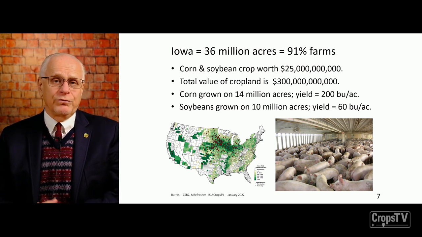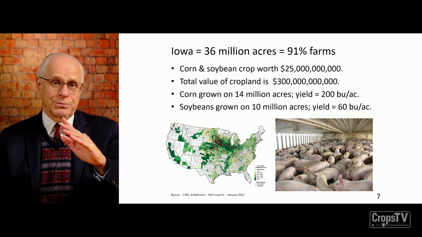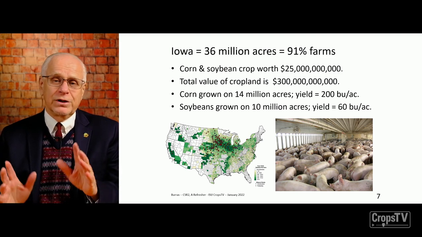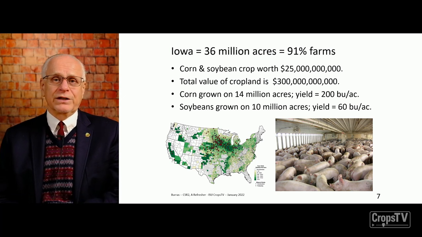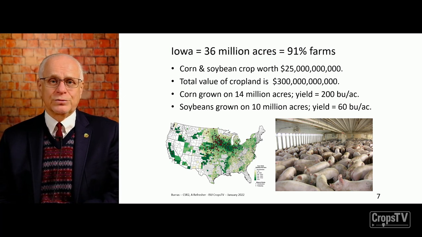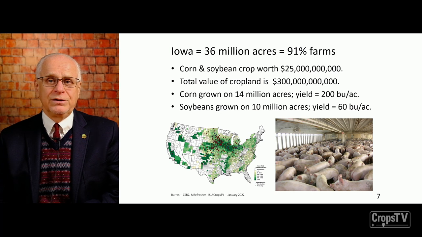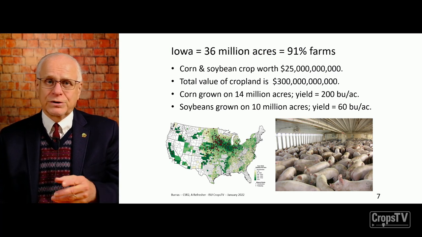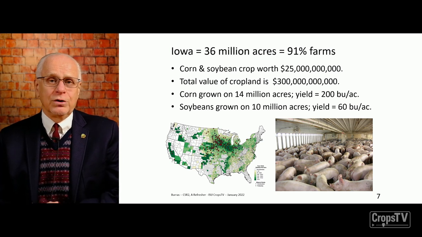We grow that corn on about 14 million acres. Some years it's down to 13 million acres. Some years it's up 15 million acres or so. And currently we're getting over 200 bushels per acre, but for sort of a running average for the last few years, I would say about 200 bushels per acre. The soybean, we grow on about 10 million acres, and our average yield these days is about 60 bushels per acre.